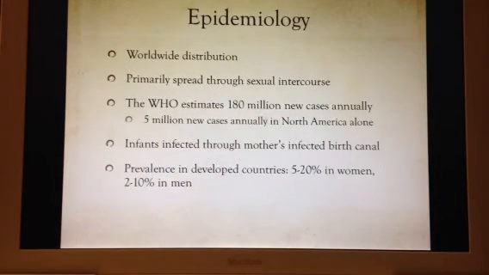I will continue my presentation with the epidemiology of the parasite. Trichomonas vaginalis has worldwide distribution, with sexual intercourse being the primary mode of transmission of the parasite. The World Health Organization estimates that 180 million new cases of T. vaginalis occur worldwide each year, with 5 million of these new cases occurring in North America alone.